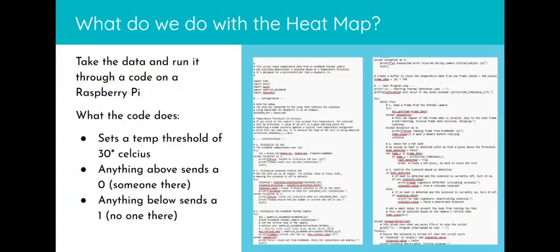The second main component is what we use the heat map for. So essentially, we take the data from the heat map and run it through code on a Raspberry Pi microcontroller. So on the right-hand side is the code that I wrote, and what the code would do is that basically it sets a temperature threshold of 30 degrees Celsius. So if there's anything above 30 degrees Celsius in the room, then it sends a zero, meaning that there's somebody there. And if there's anything below 30 degrees Celsius, it sends a one, meaning that there's nobody there, the solenoid can activate, and the lights will turn off.